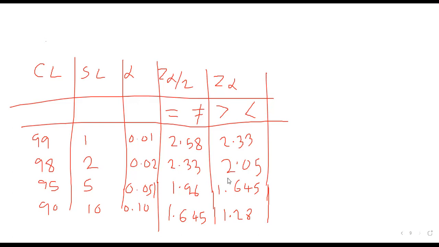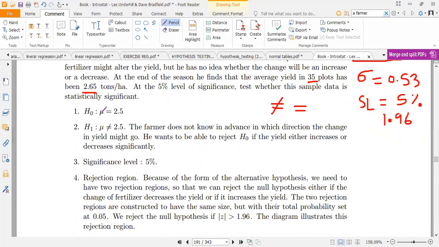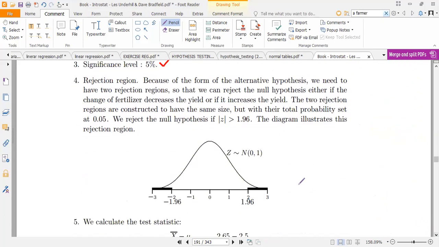Okay, so here it's a two-tailed test because we don't know whether it will be an increase or a decrease. Step 1, state the hypothesis: mu is equal to 2.5, mu is not equal to 2.5. Why are we using these signs? Because the farmer doesn't know in advance which direction. The level of significance was 5%. Then our decision rule: we reject H0 if Z is greater than 1.96 or less than negative 1.96.